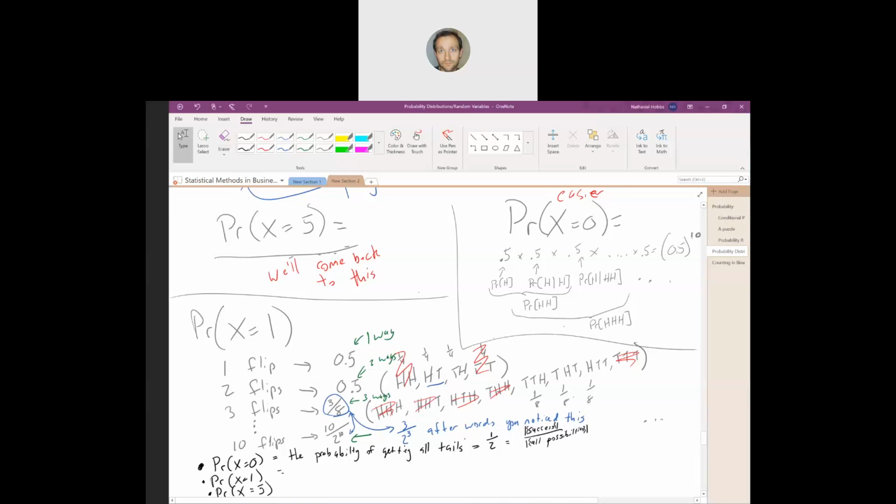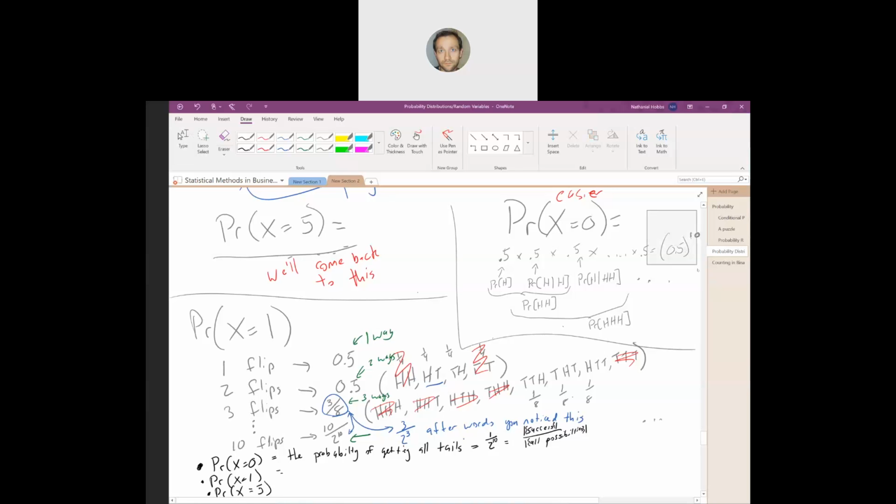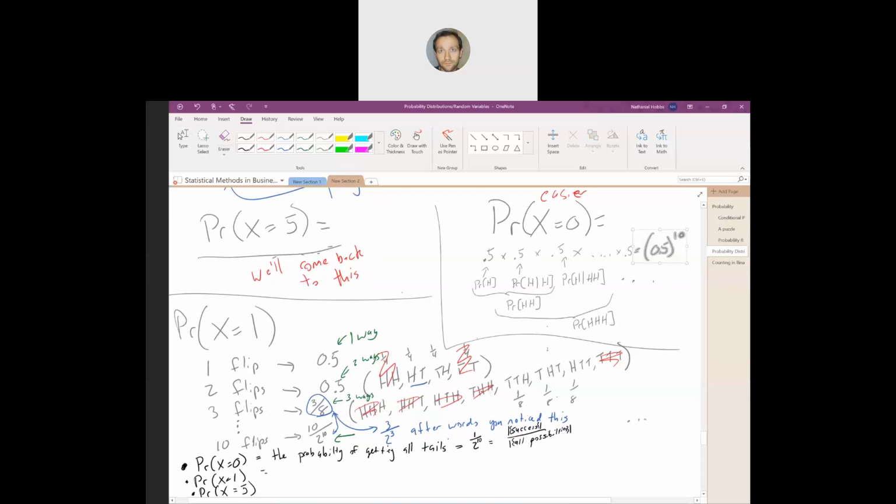So flipping a coin 10 times, oh, I'm sorry, 1 over 2 to the 10th, as we calculated. So the probability of getting all tails is 1 over 2 to the 10th, as we calculated here, 0.5 to the 10. I'm deciding to write it like this, 1 over 2 to the 10th. So instead of 0.5, I'm writing 1/2.